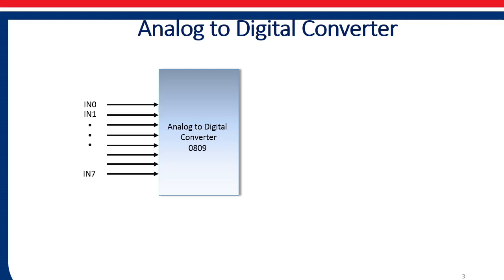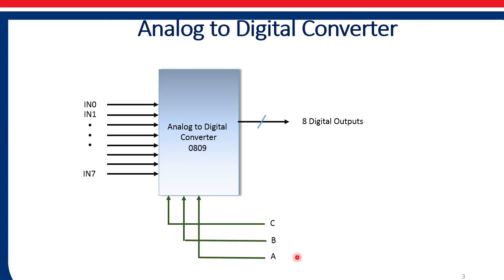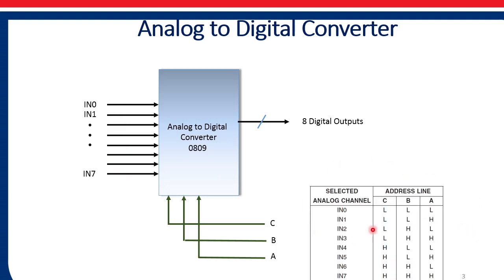So there is a provision made to select one of the 8 analog inputs, and there are 3 lines which are given, C, B, and A. By using these lines, we can select one of the analog inputs. So if you want to select the first channel, that is IN0, you have to keep C as 0, B as 0, and A as 0. So there are 8 possible combinations with the 3 channel select bits C, B, and A.